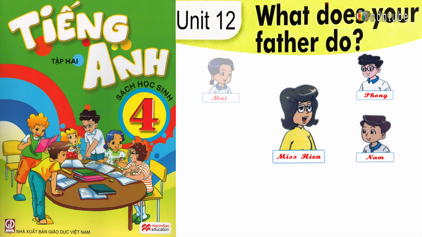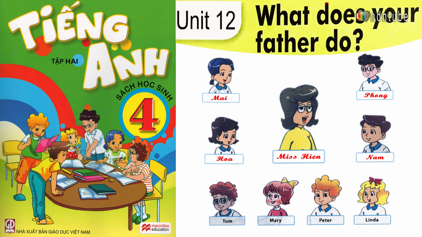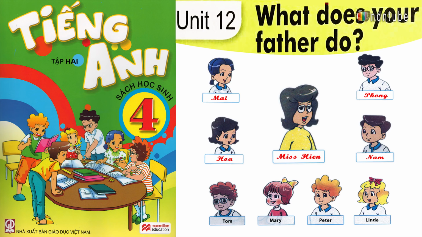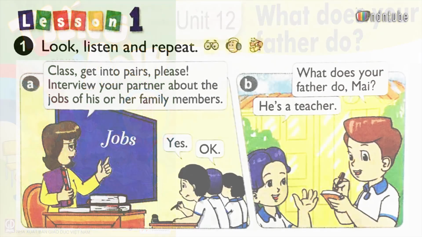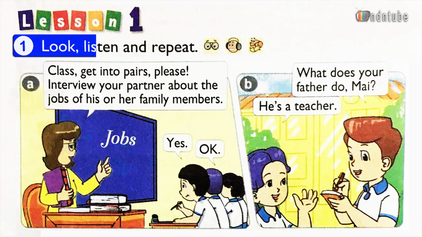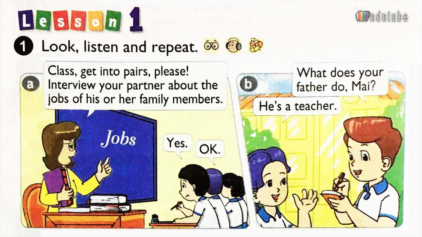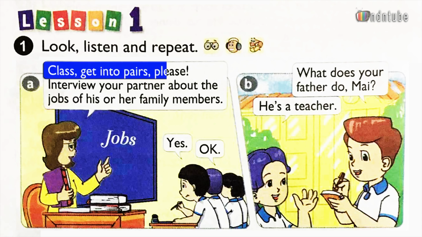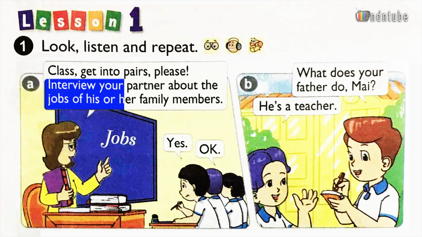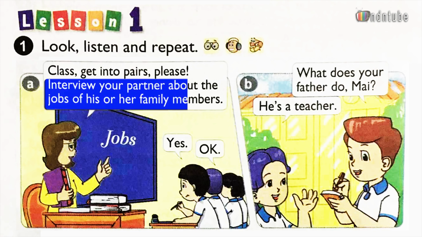English 4, Students' Book 2. Unit 12. What does your father do? Lesson 1. Activity 1. Look, listen and repeat. A. Class, get into pairs, please. Interview your partner about the jobs of his or her family members.